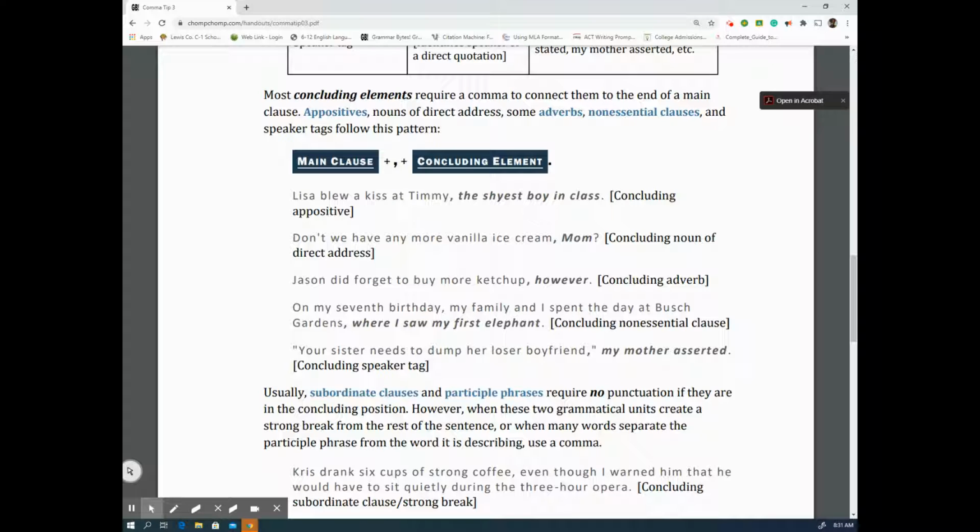Here we have concluding noun of direct address. You're directly talking to your mom. Do we have any more vanilla ice cream, mom? Again, wherever a noun of direct address is found in a sentence, whether it's at the beginning, whether it's an interrupter, whether it's at the end, you're going to be using commas with it.